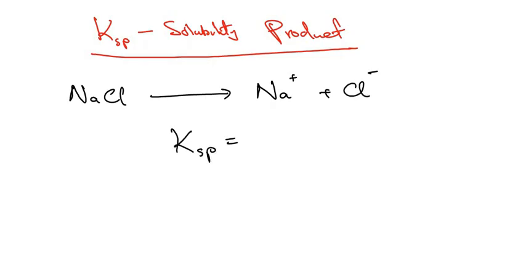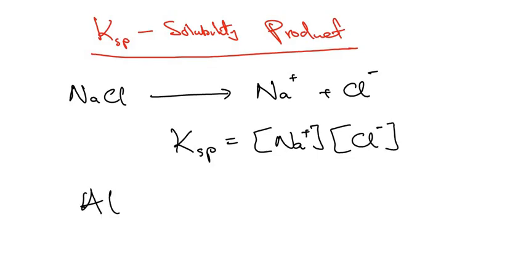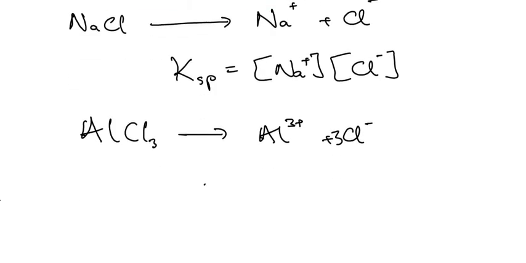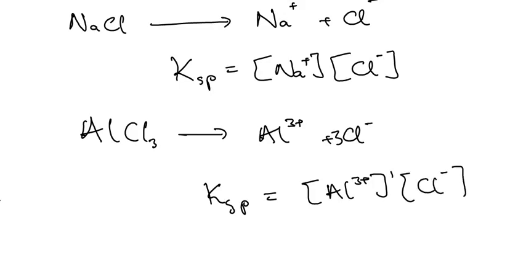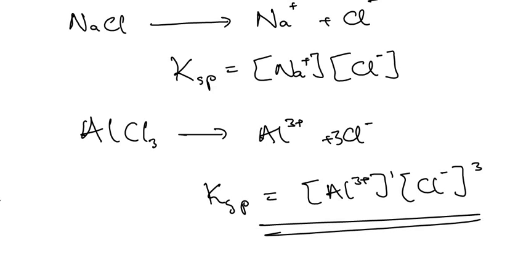KSP is simply the concentration of the ions that have dissociated, multiplied. So this is what we are getting. If I give you aluminium chloride, it dissociates and gives you aluminium 3+, then chloride negative with a 3, because there were 3 chlorines on this side, right? Your KSP expression will just be the concentration of aluminium, there's a 1 in front, then we put a 3 there. This is how we get the KSP.